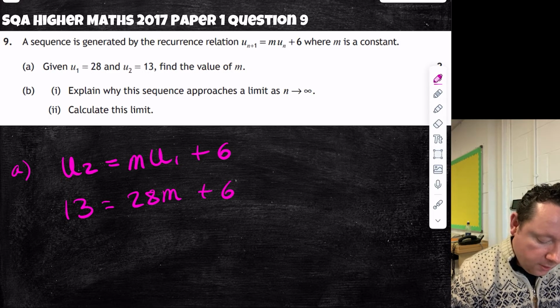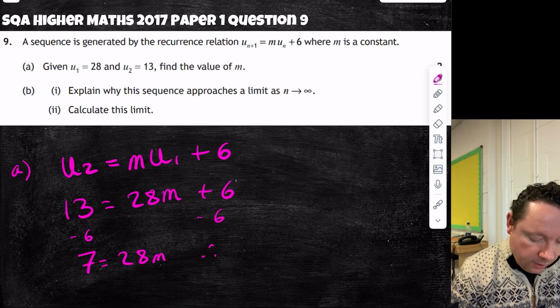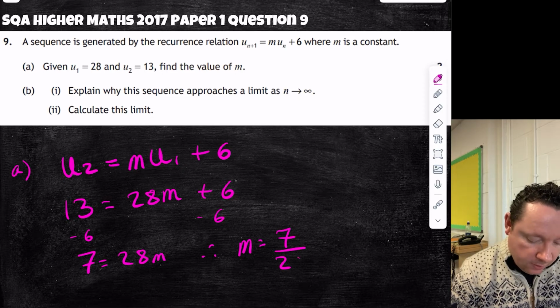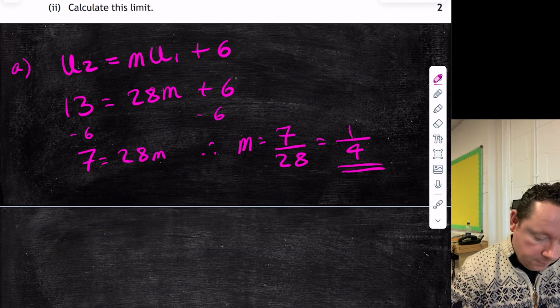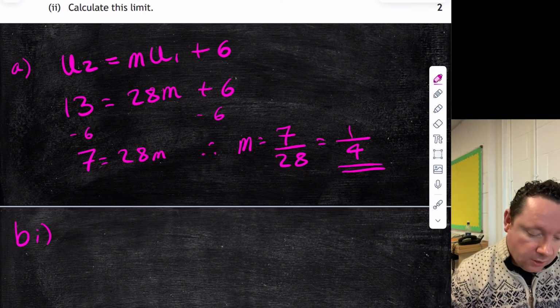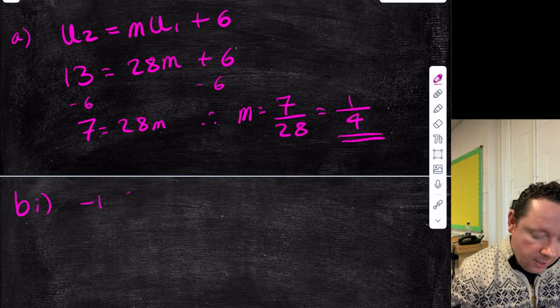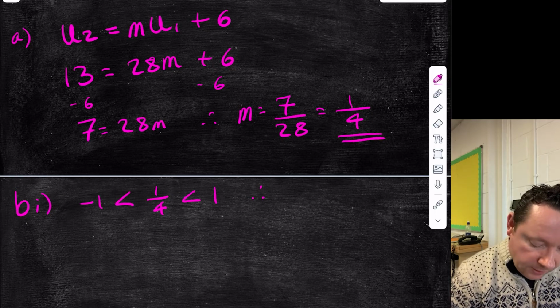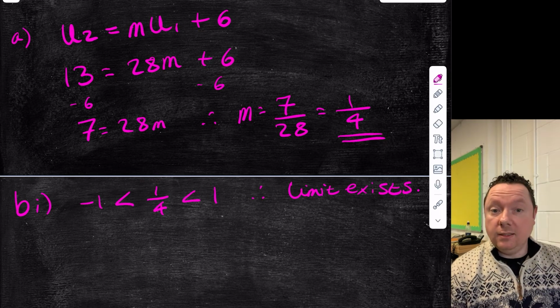Simple equation to solve. Take away 6 from both sides. 13 minus 6 is 7 equals 28m. And therefore m is 7 over 28. Simplify the fraction, we get a quarter. Part B1. Explain why this sequence approaches a limit as n goes to infinity. Well, that m is the number in front of u(n), so all we need to do is realise that minus 1 is less than a quarter, is less than 1, therefore the limit exists. And that's it, simple as that.